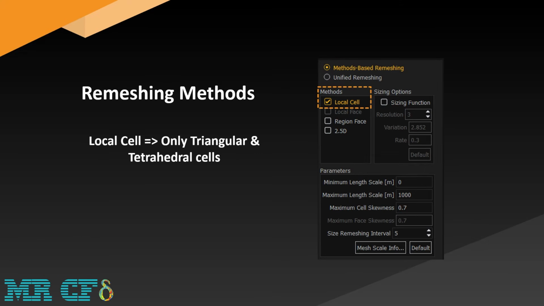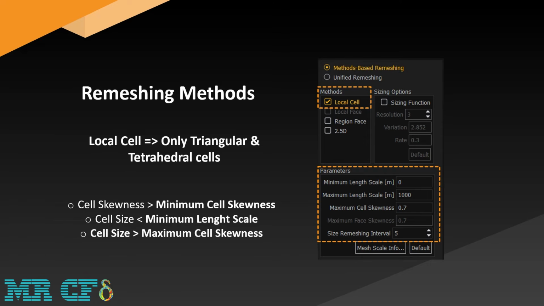The local cell method only affects triangular and tetrahedral cells. When using this method, the software marks cells based on cell skewness and minimum and maximum length scales. In fact, the software evaluates each of the cells and marks them for remesh if these three conditions are true. First one, the skewness value of the cell is greater than the minimum skewness set by us. The second one is the cell size is smaller than the minimum length scale determined by us, and the last condition is that the cell size is larger than the maximum length scale determined by us. It should be noted that the cell height cannot reach the maximum length scale.